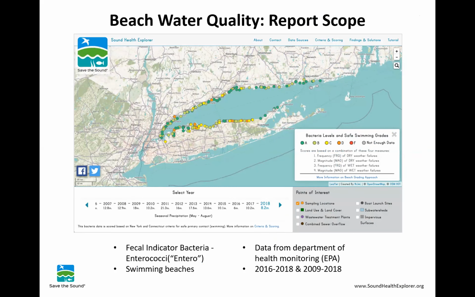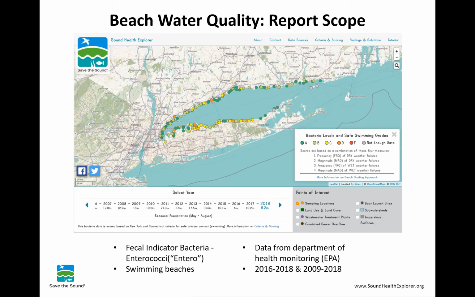So the beach report is based on data that is available on a website that we maintain called the Sound Health Explorer. And what you see right now is just a screenshot of what the Sound Health Explorer looks like. We did update this tool when we were working on the beach report, and I'm going to go into how we changed our grading schema.